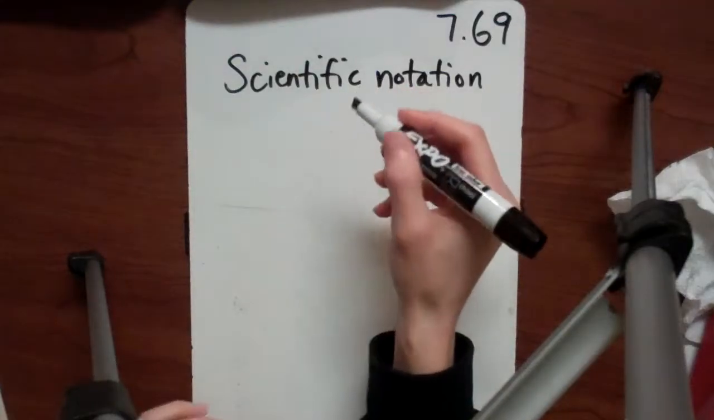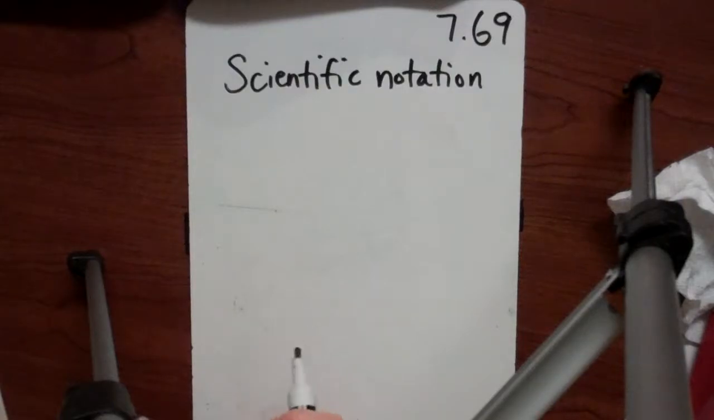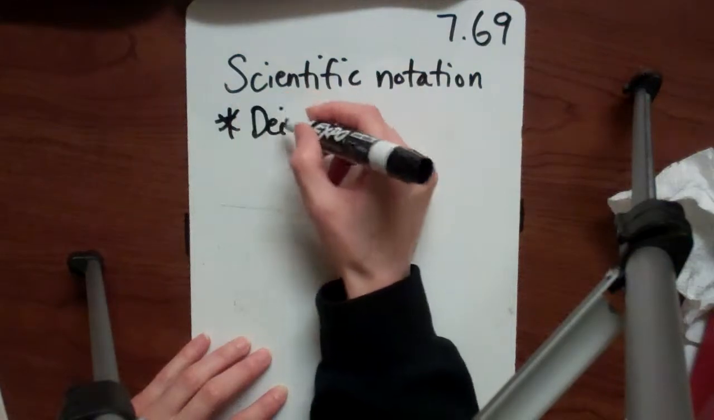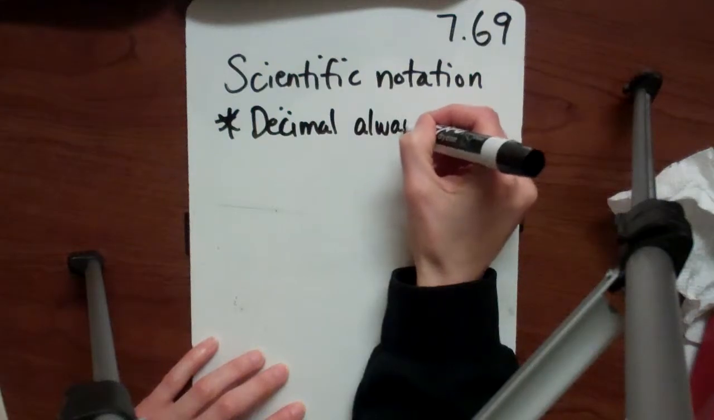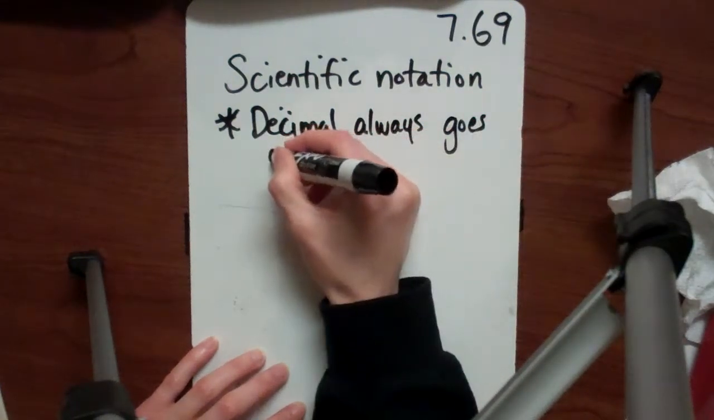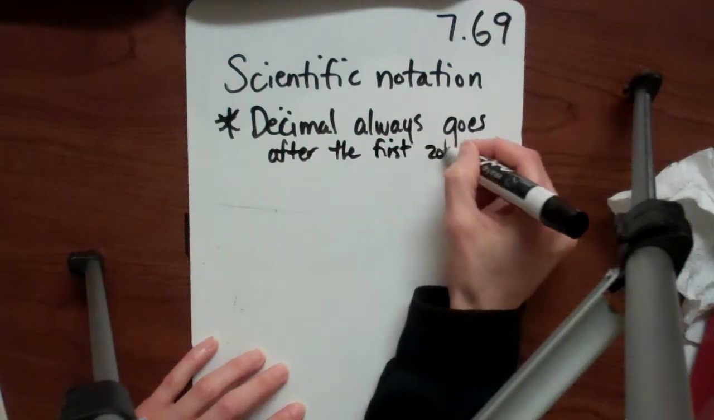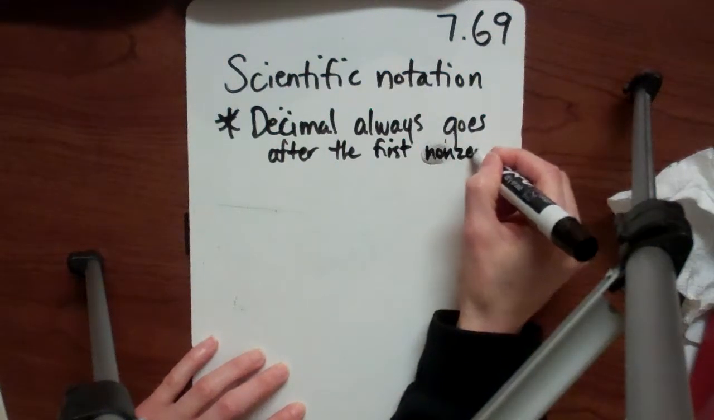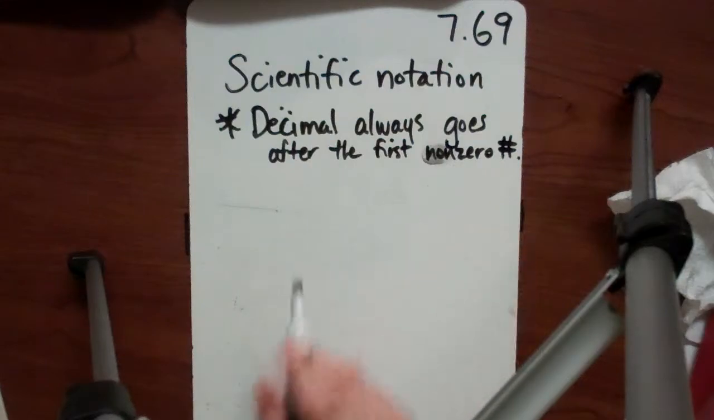Whenever we're working with scientific notation, I think probably one of the most important things you need to remember is that the decimal, I'm going to put a star right here, the decimal always goes after the first non-zero number. Okay? The decimal always goes after the first non-zero number.